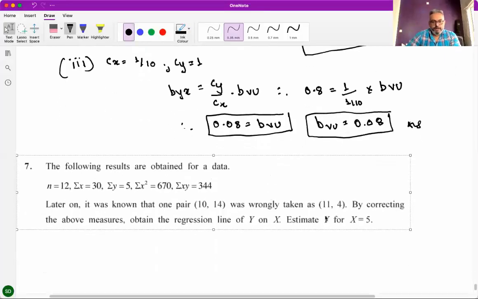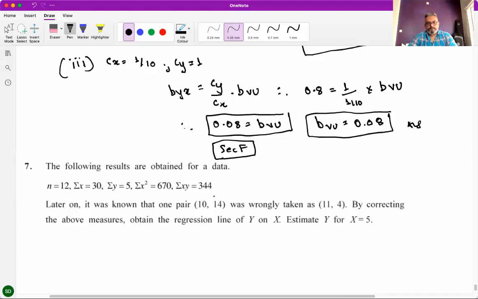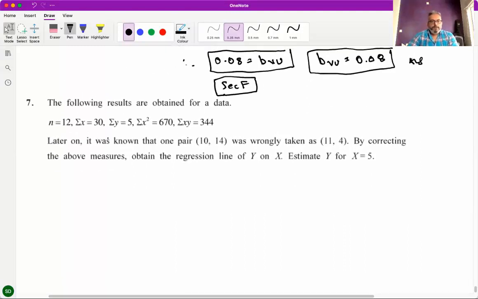Now section F, question number 7, an important one, can come for 5 marks. The following results are obtained for a data: n is equal to 12, sigma x is equal to 30, sigma y is equal to 5, sigma x square is equal to 670, and sigma xy is equal to 344.